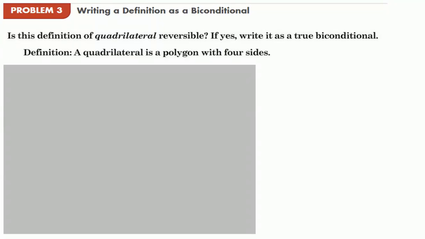For problem number 3, we are writing a definition as a biconditional. Is the definition of quadrilateral reversible? If yes, write it as a true biconditional. The definition is the following. A quadrilateral is a polygon with 4 sides. This is a statement. We need to determine its hypothesis and conclusion.